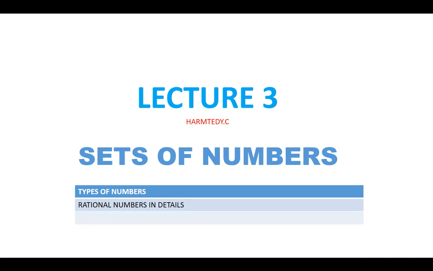So today we're looking at sets of numbers, and under sets of numbers we'll first look at the types of numbers. Then apart from the types of numbers, we'll also have to look at rational numbers in detail. Then from there we'll proceed with lecture 4, which is going to have irrational numbers. Okay, so let's quickly begin.